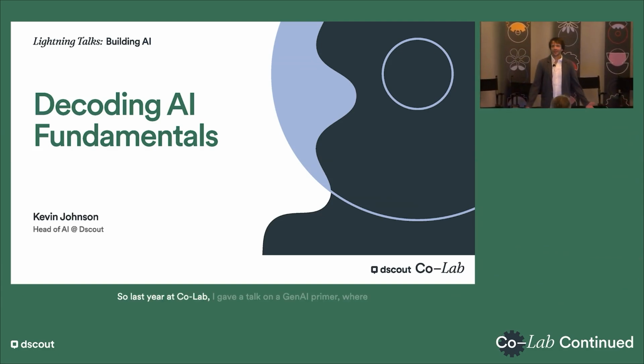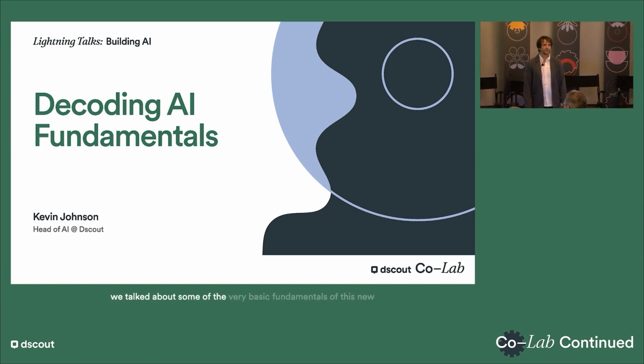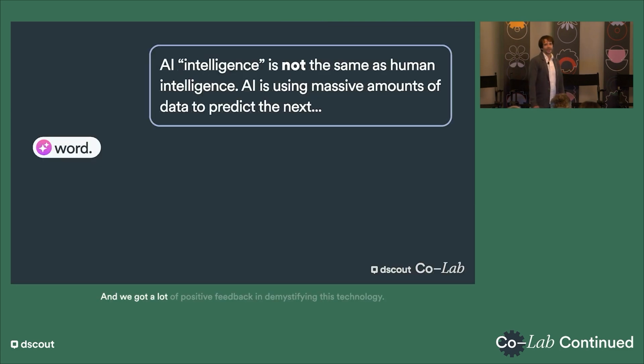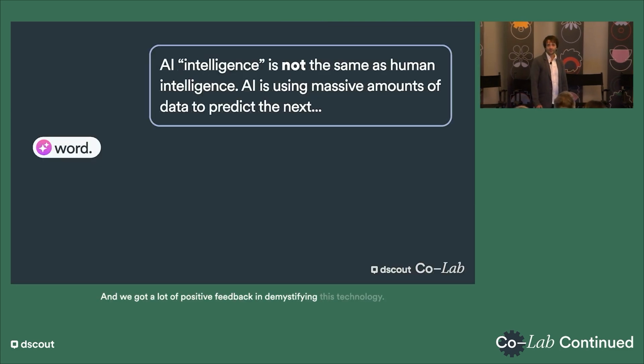So last year at CoLab, I gave a talk on a GenAI primer where we talked about some of the very basic fundamentals of this new technology that everyone's raving about, talking about, and the fact that the people that even created it don't know how it works. And we have these emergent capabilities that no one even understands. We didn't know this was possible prior to last year. And we got a lot of positive feedback in demystifying this technology.